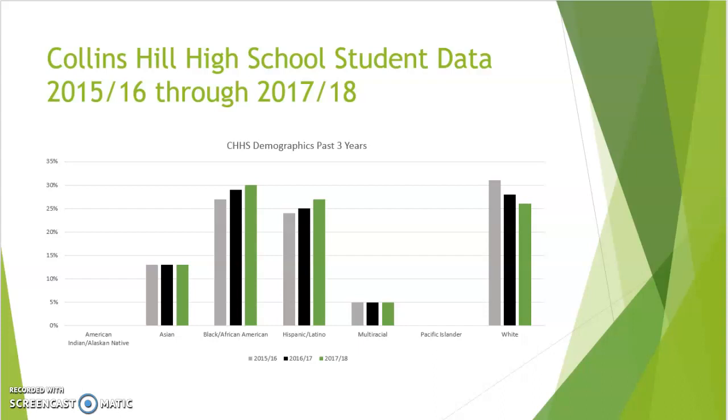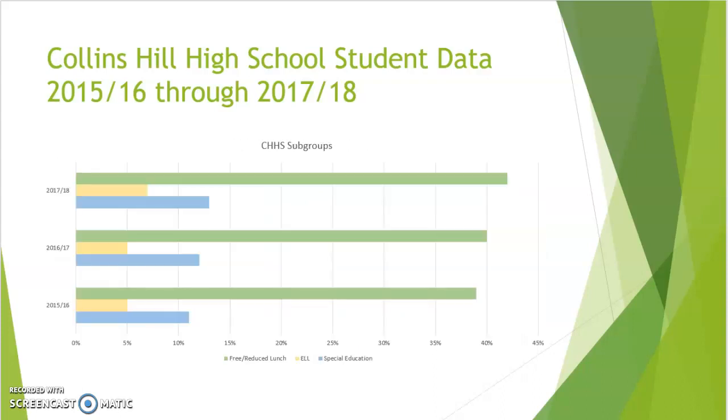2015-16 in the silver, 2016-17 in the black, and then 2017-2018 in the green. Once again, you see some steady growth there from the Hispanic Latino group, and you see some good growth from the African American group, and then the decrease in the white group. The multiracial has stayed the same. Asian has stayed the same over the last 3 years. The American Indian, Alaska Native is very small, almost 0%, so we stay there, as with the Pacific Islander.